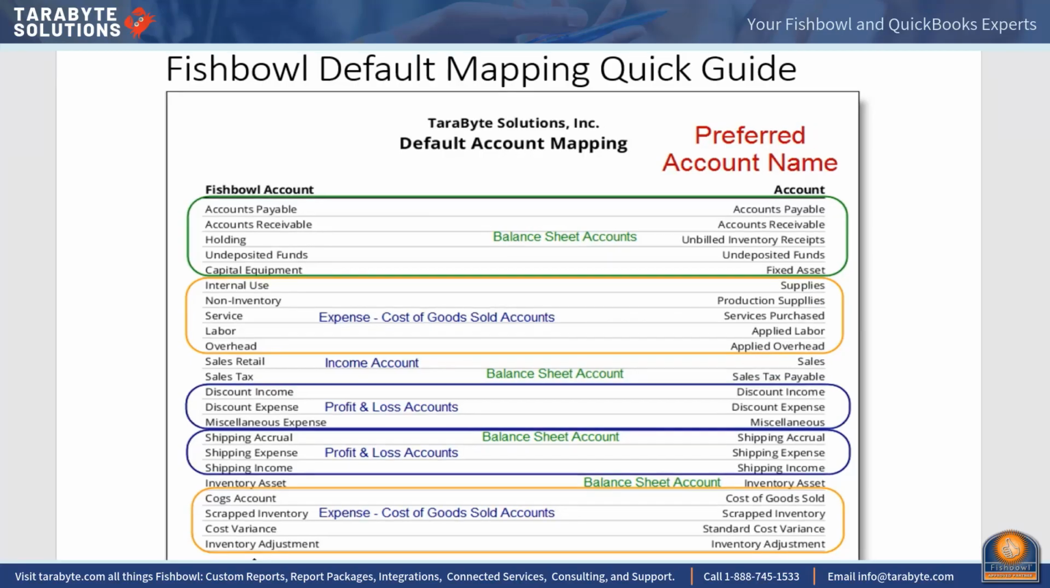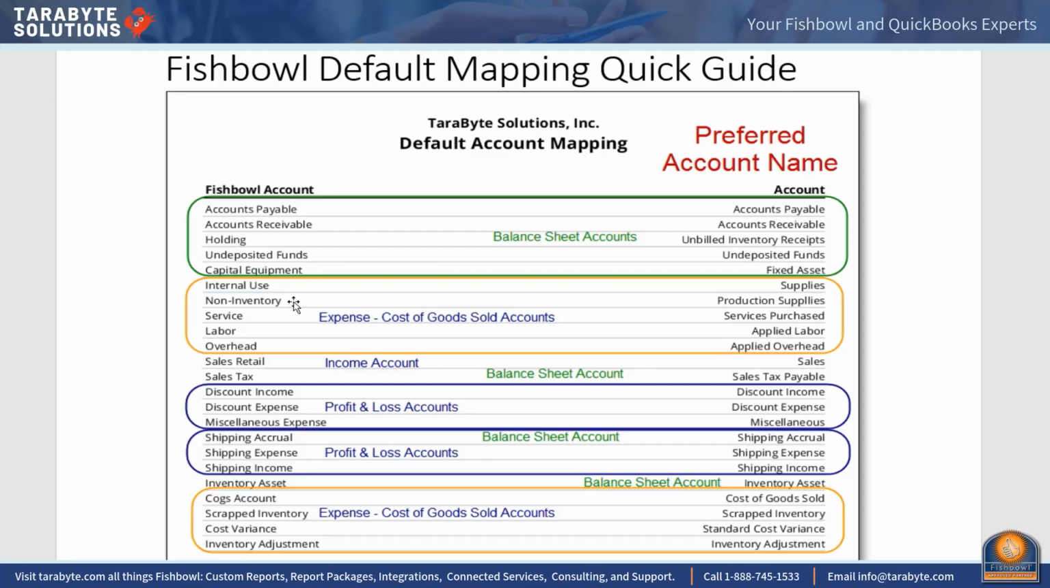Okay, so AP and AR are no-brainers. This holding account is actually only used in QuickBooks Online. I don't know about Xero, but it's definitely used in QuickBooks Online, and what it really means is unbilled inventory receipts. Okay, undeposited funds, self-explanatory, capital equipment, fixed asset. Okay, so internal use type parts are typically mapped to supplies or office supplies or something like that.